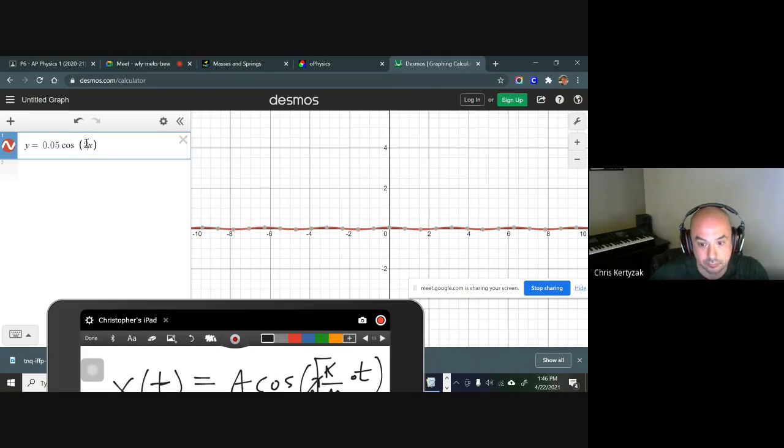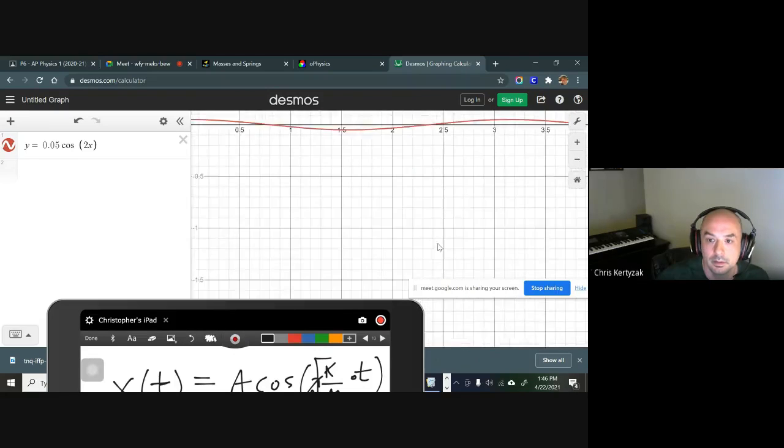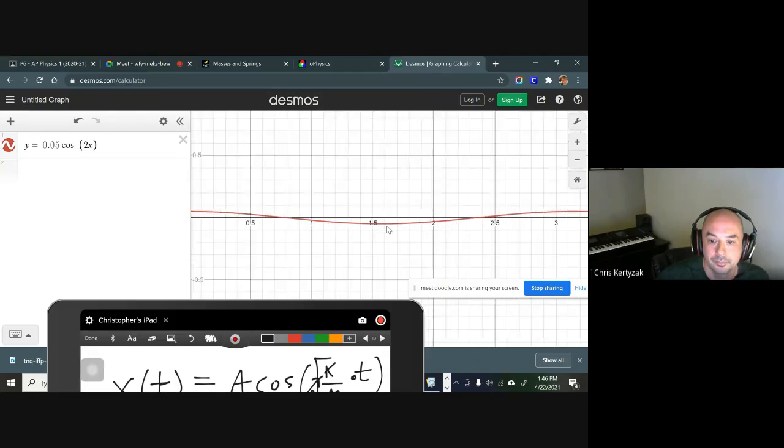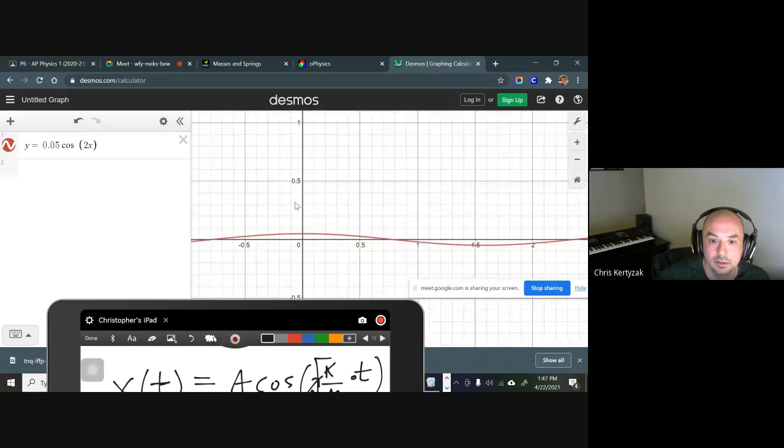I don't know what happened to my settings. It's terrible. Did I zoom in? I don't know what happened. Kind of see it there. I wish I could change the, well, that's fine.